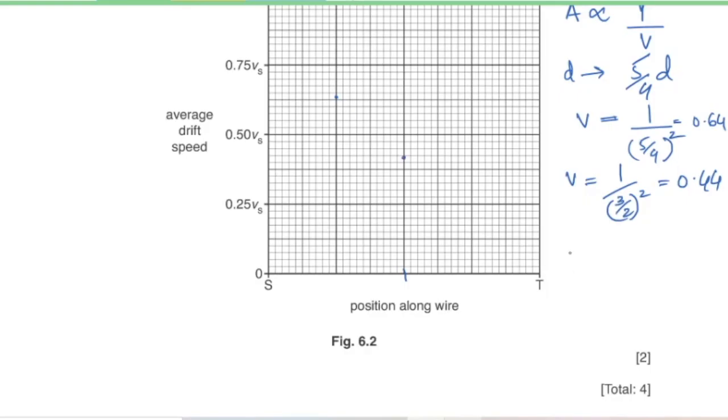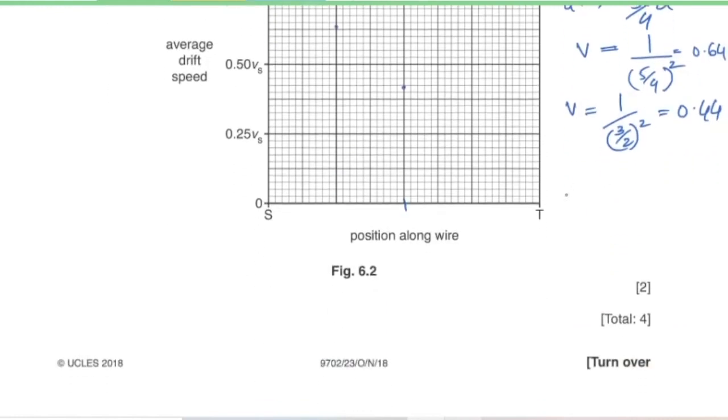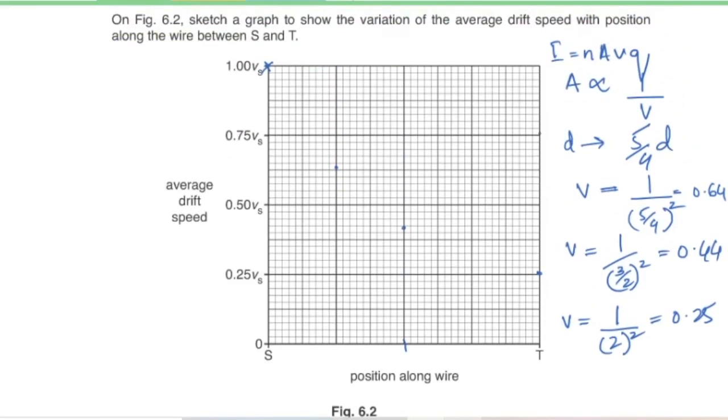Now, when we have reached the point T where the diameter has increased from D to 2D, our new drift speed is going to be equal to 1 by 2 squared, and that's 0.25 of Vs. So at point T, we're going to have this. So in short, we are going to have a decreasing curve.